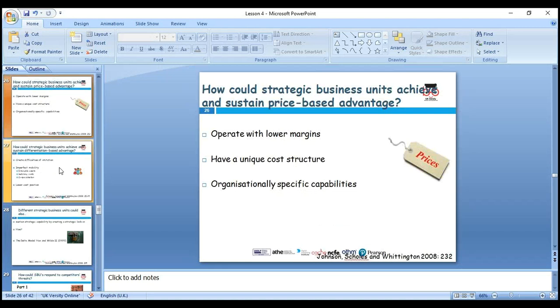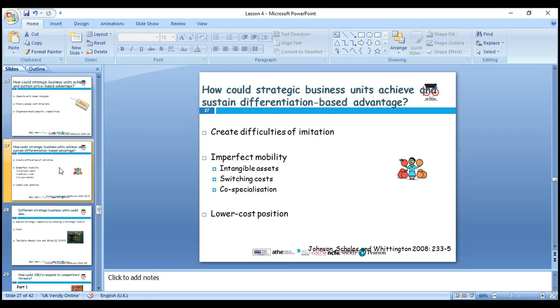Okay. A strategic business unit always tries to have a unique cost structure. We're looking at how we can reduce the cost, how we can bring in the capabilities. We're always looking at intangibles. What is meant by intangible? We can't see it, we can't touch it. Like the goodwill and reputation of the company is intangible.